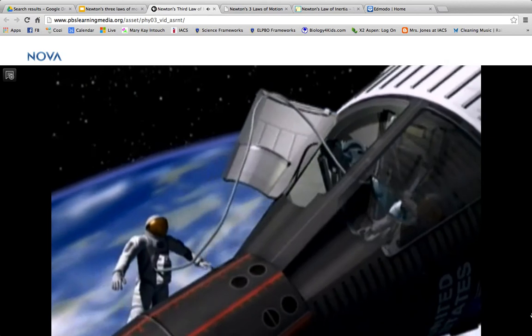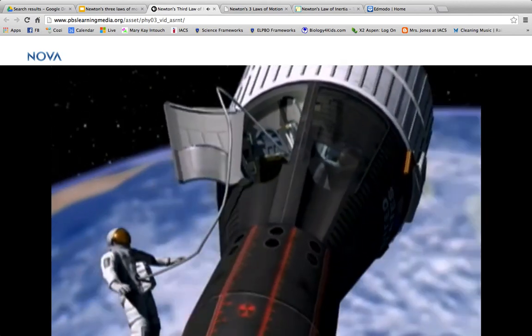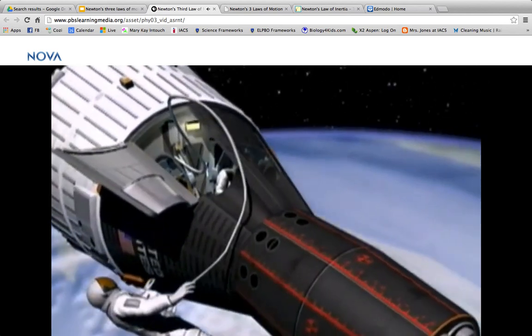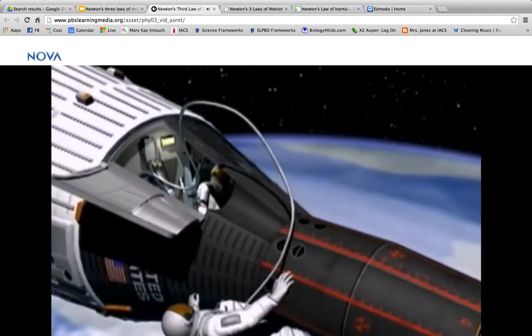Cernan was supplied oxygen from an umbilical hose that passed through an open hatch. His commander, Tom Stafford, seated inside, piloted the spacecraft. Cernan quickly discovered that handling even simple objects was extremely difficult.